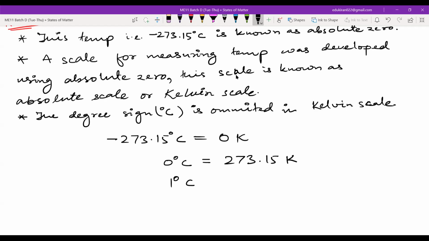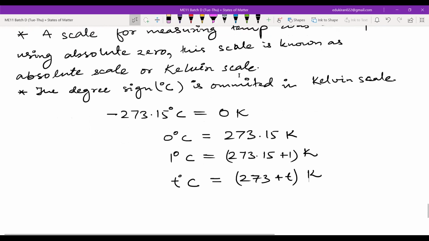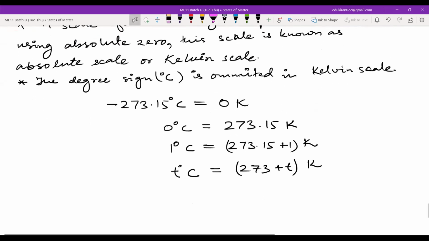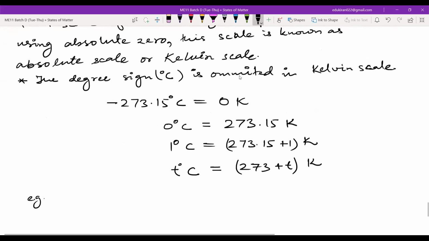If I write 1 degree Celsius, I have added 1 here, so you will add 1 more here. So this will be 273.15 plus 1 Kelvin. If I say T degree Celsius, then T degree Celsius will be equal to 273 plus T Kelvin. So these are the conversion factors. Let me write an example also. For example, 25 degrees Celsius is equal to 273 plus 25 Kelvin, which is equal to 298 Kelvin.